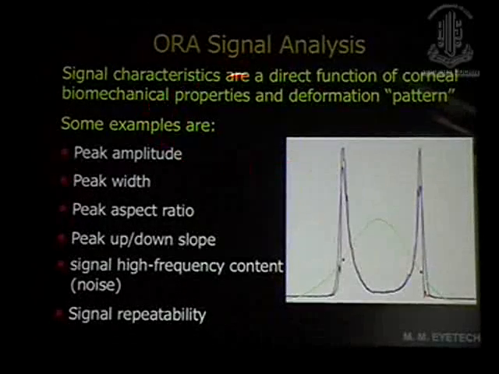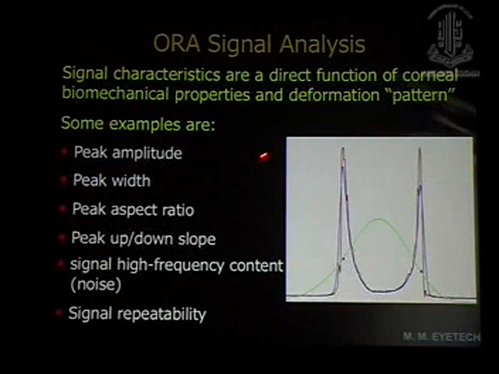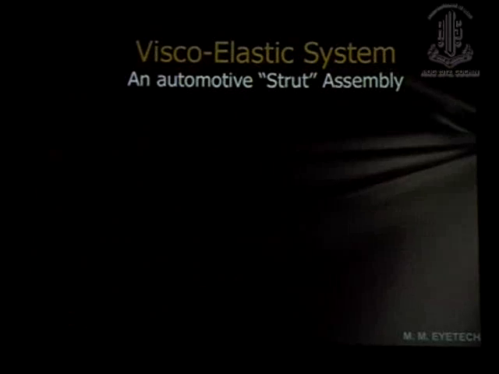So these are the signals that it gives, and other than the values, it also tells us about the peak amplitudes and widths, as well as aspect ratios and the up-down slopes. There are lots of parameters which I'll talk about as well, which this machine analyzes before giving us certain values.